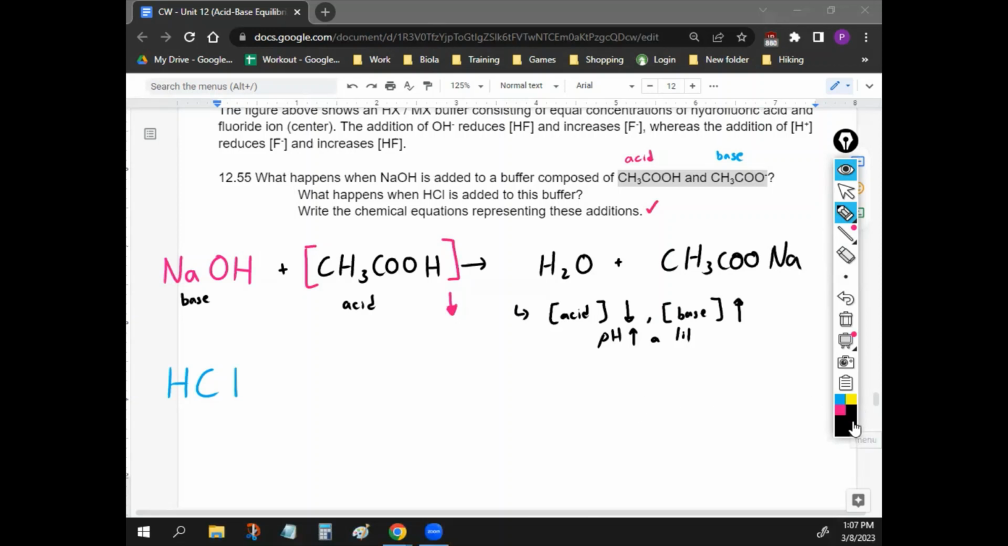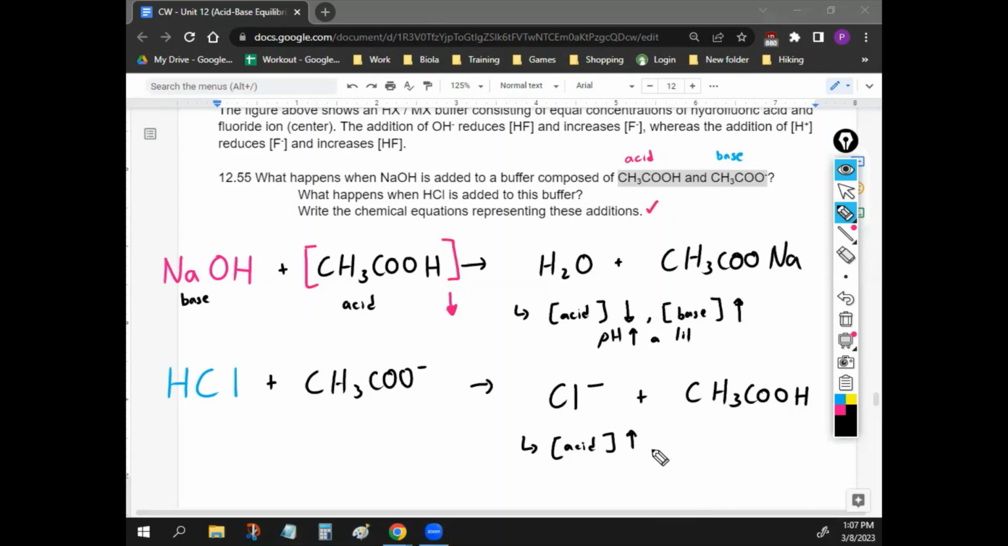All right, so that gives you a good idea for what happens in the other one, right? The acid is going to react with the base. This is going to react to form Cl minus, and then it's going to react to produce acetic acid. This tells us that the concentration of the acid is going to increase. And this will go up a little.